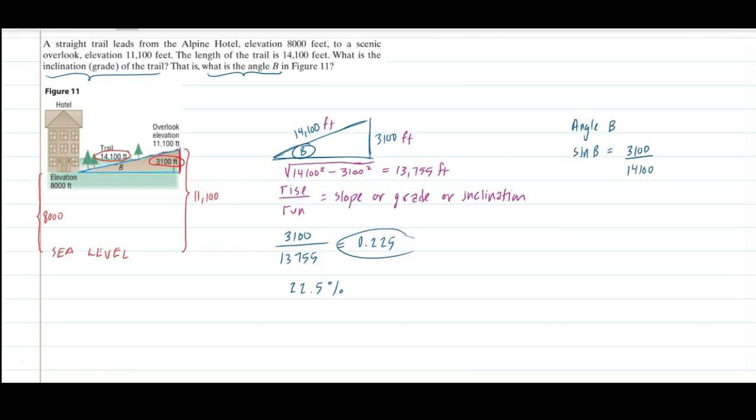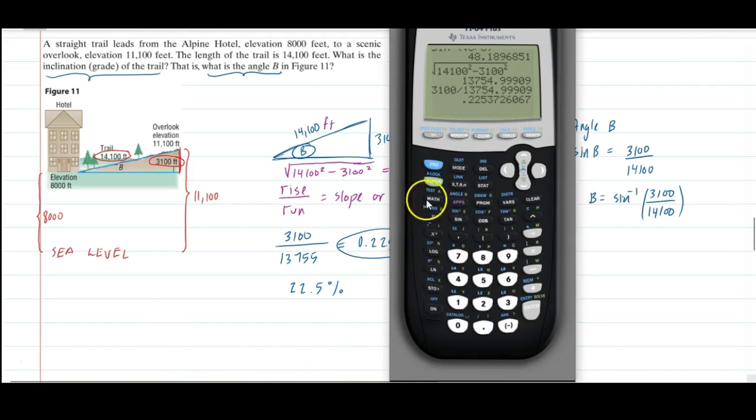3,100 over 14,100, like this over here. And this time you need to find the sine inverse. If you look back at what we just did today, to find an angle, you have to do something like this. So if you find the sine inverse of this ratio over here, you will have the angle B. So sine inverse of 3,100 divided by 14,100, and we end up with 12.7 degrees.